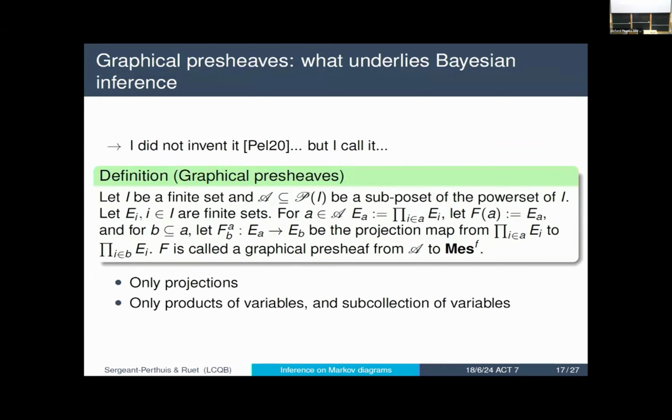same game. We have projections between state spaces for a collection of variables that is bigger than the other one, and I say that this is a graphical presheaf. The only thing is that you consider only projections, and you can only have state spaces which are defined as products of individual state spaces of variables.